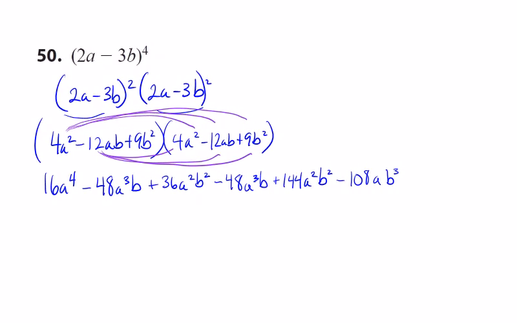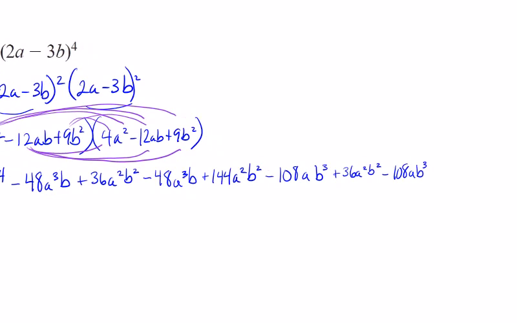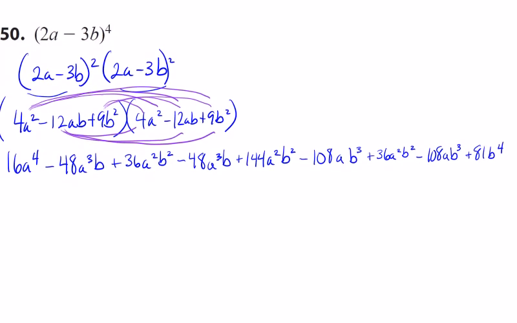All right, and then finally we have our last term, 9b squared times 4a squared is going to be positive 36a squared b squared. 9b squared times negative 12ab is going to be negative 108ab cubed. And then 9b squared times 9b squared is going to be 81b to the fourth, right? B squared times b squared. All right, so we get all that.